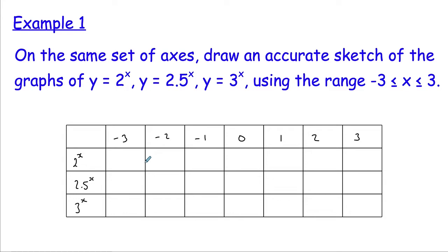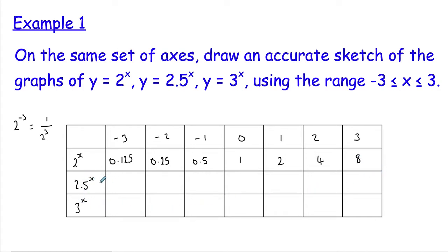What values can we fill in? So what happens when x is a negative power? Well, 2 to the power of -3 is the same as, if you use your index laws, a good bit of revision here, 1 over 2 cubed. So that's an eighth. Notice it's positive but less than 1. 2 to the power of -2 is 1 over 2 squared, which is a quarter. 2 to the power of -1 is a half. 2 to the power of 0 is 1. 2 to the power of 1 is 2. Then we've got 2 squared is 4. And 2 cubed is 8.